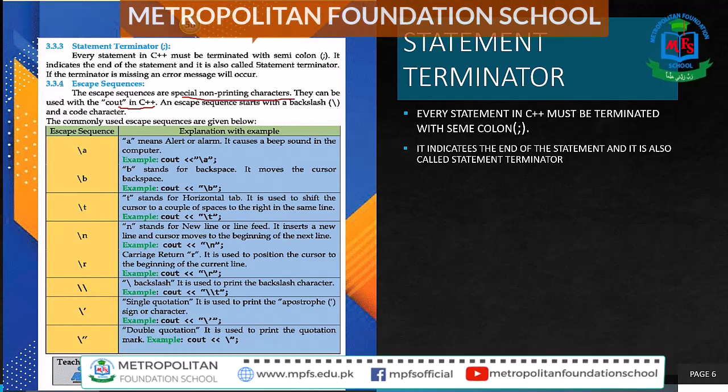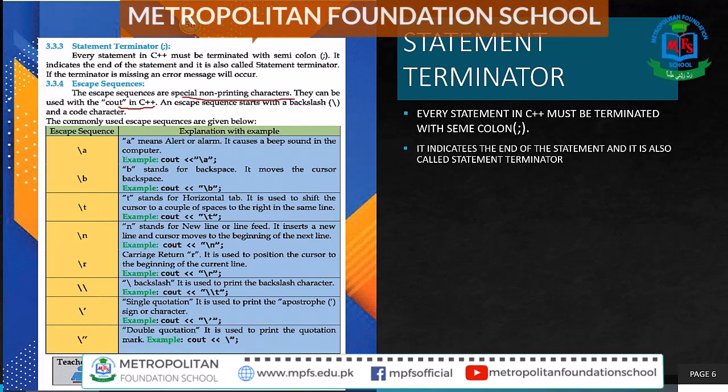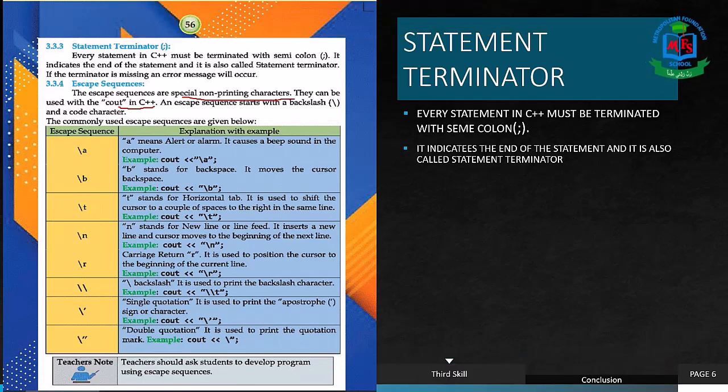Now backslash T stands for horizontal tab. If we want to give space, we use the horizontal tab. It is used to shift the cursor a couple of spaces in our program. So we write backslash T for giving a tab.